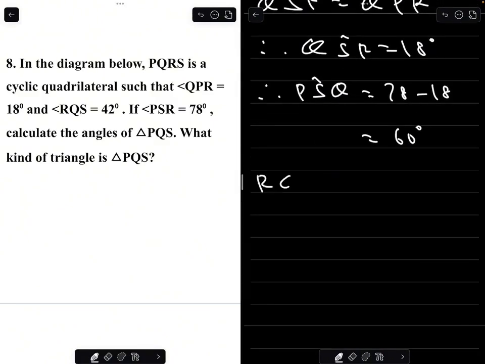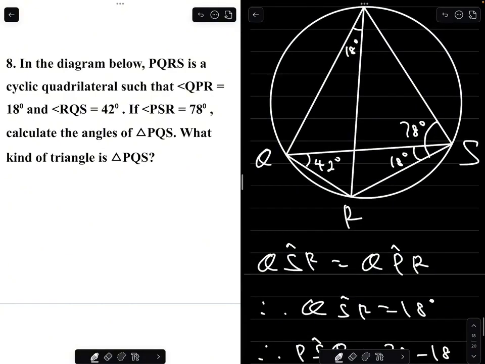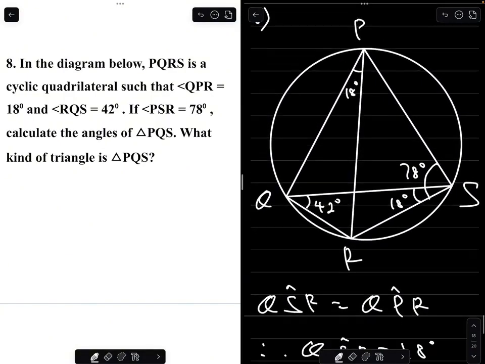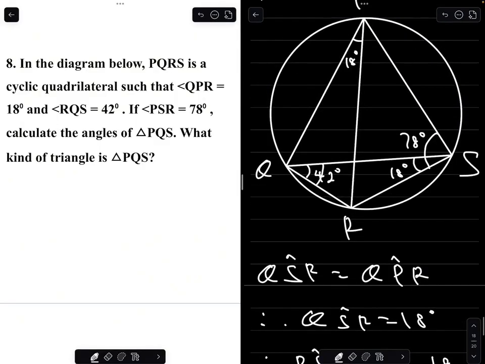Angle RQS is equal to angle RPS. And the reason for that is angles in the same segment. So that therefore means angle RPS is also equal to 42 degrees. This is 42 and this is also 42 degrees.